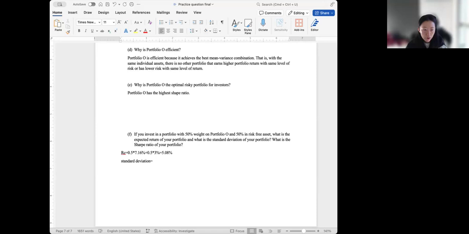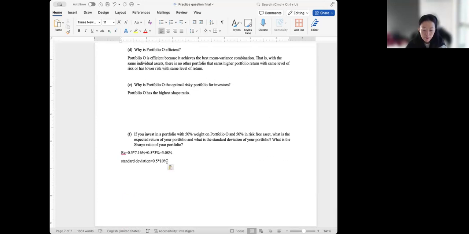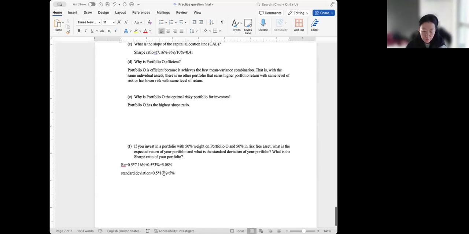And then the standard deviation. The risk-free asset has zero standard deviation, so we just need to calculate the risky asset standard deviation. This is 10%. I think I'm missing something. So, oh yeah, the standard deviation is 10.15. So I need to adjust that. 10.15. So therefore, this will be 5.07.